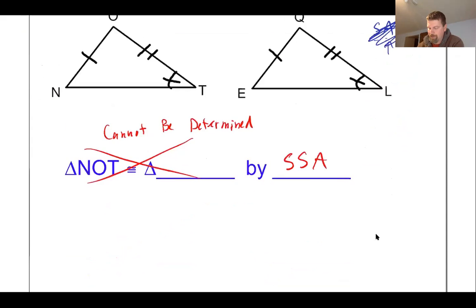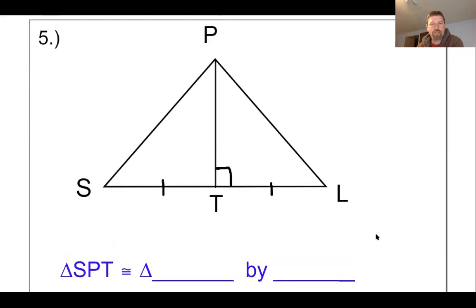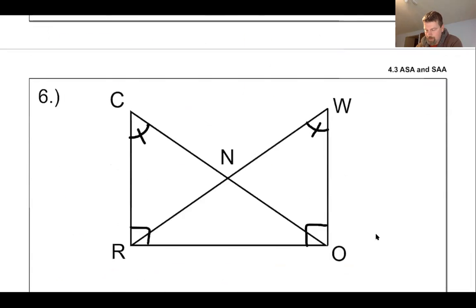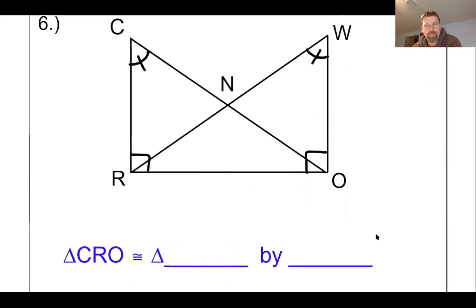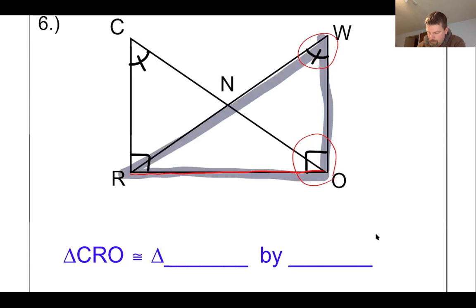All right, let's wrap this thing up. This is one we did yesterday. I'm going to go ahead and skip it since we did it yesterday. This is a new one. This one, I see an angle, and then I've got this third side. So take a look here. There is a triangle there. There is another triangle there. Those ones are congruent. See if you can tell by what shortcut.